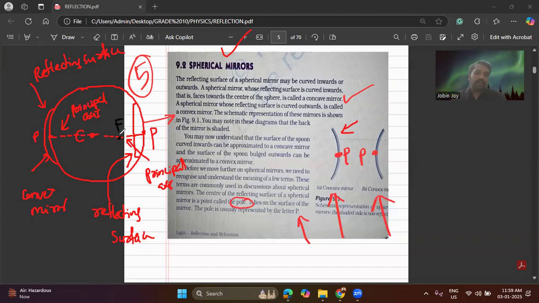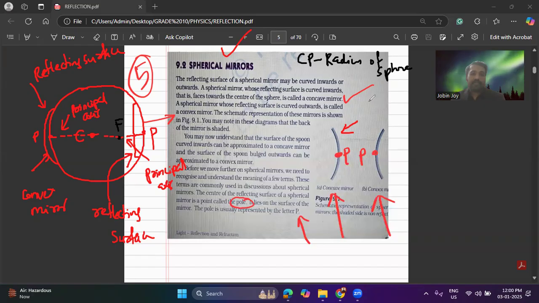F is the exact center of CP. What is CP? CP is the radius of the sphere. So this is called the radius of curvature. C is called the center of curvature, and CP is called the radius of the sphere. F is the exact center of CP.